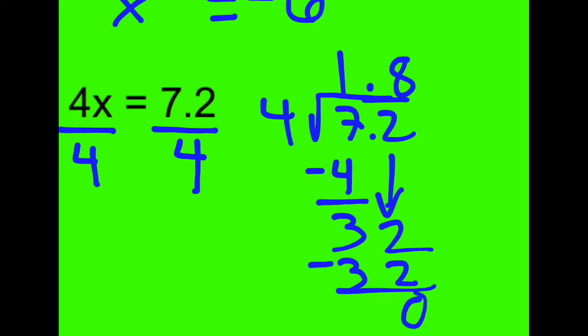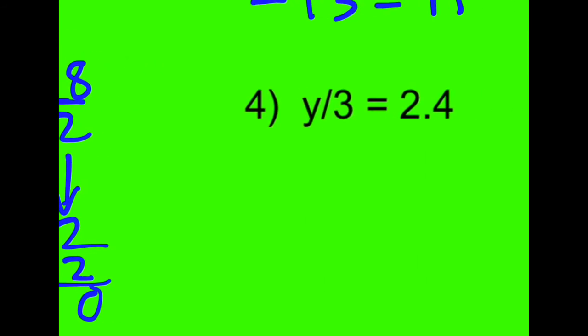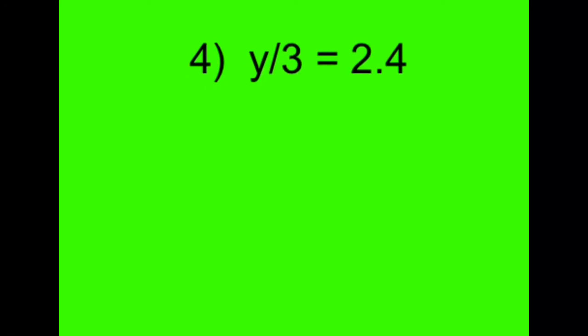So when we divide both sides of the equal sign here, we get 4 divided by 4 is 1x, and 7 2/10 divided by 4 is 1 8/10, or x equals 1 8/10. When it's multiplication, you solve by dividing. And in the last question, y divided by 3 equals 2 4/10.